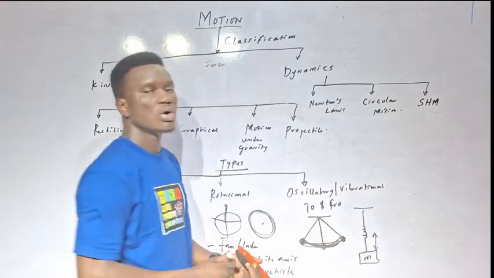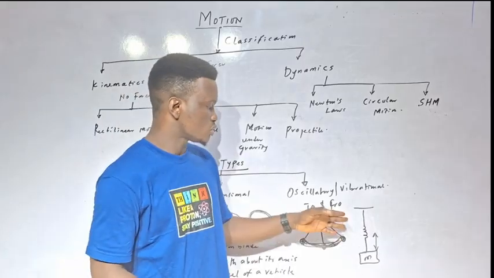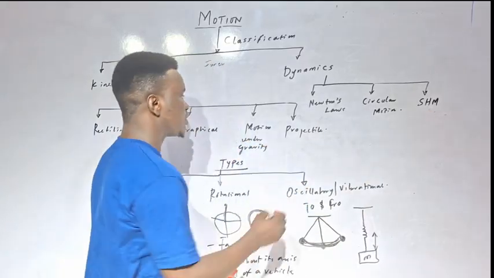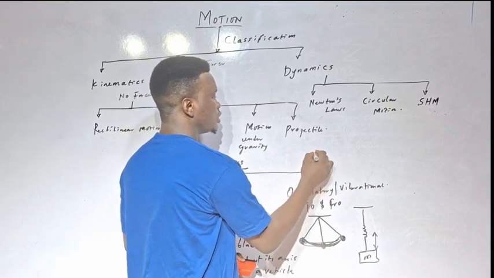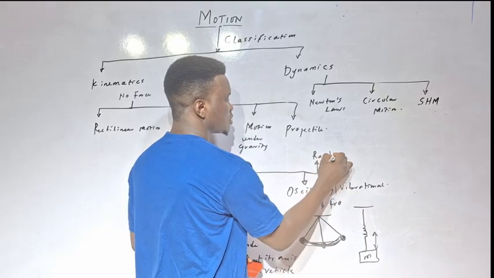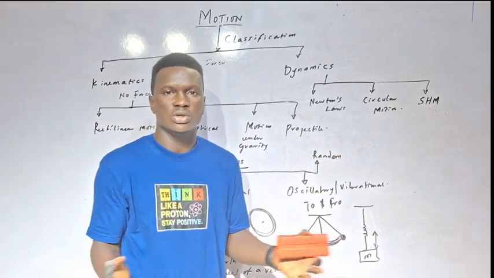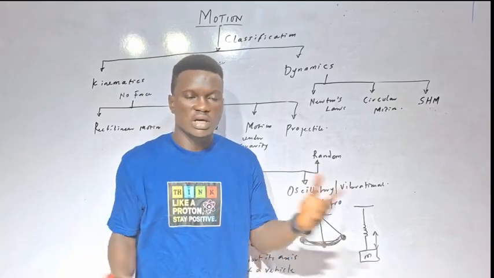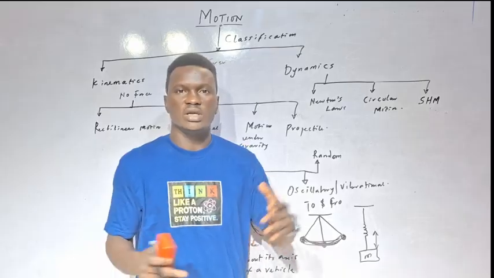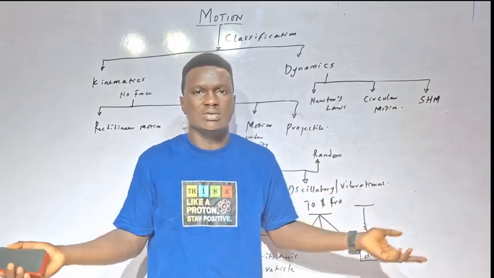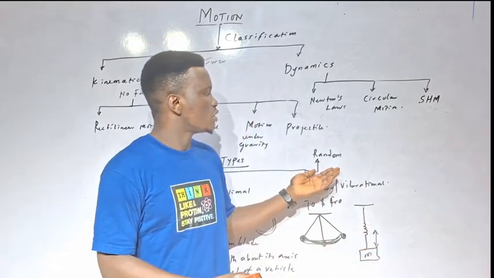That is also oscillatory motion. We're going to talk about that a lot under simple harmonic motion. Then we also have what we call random motion. When something is random, it means you cannot really tell the direction. It keeps moving haphazardly, irregularly, in no particular direction. So that is what we call random motion.